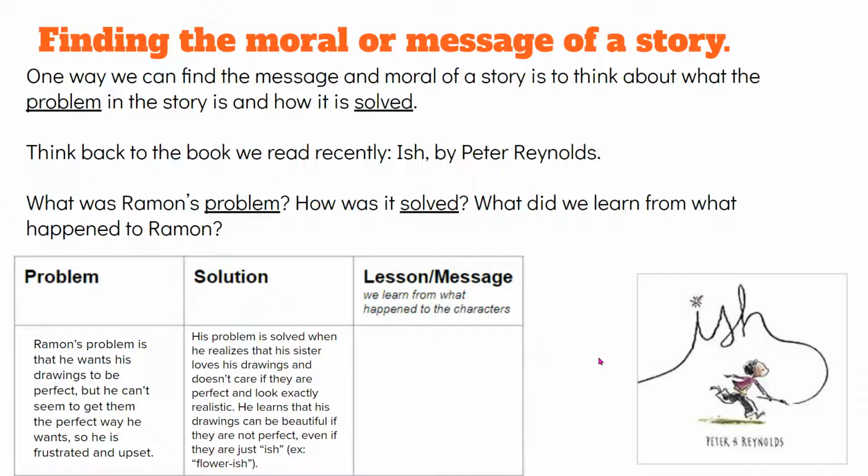He learns that his drawings can be beautiful, even if they're not perfect, even if they're just ish. For example, it's a flower-ish, close to a flower. So the moral or message is, things don't have to be perfect to be beautiful and valued. So this is a lesson that you as a person, as the reader, can learn, which will help you in your own life. And in this story, the character just happened to have learned it as well.